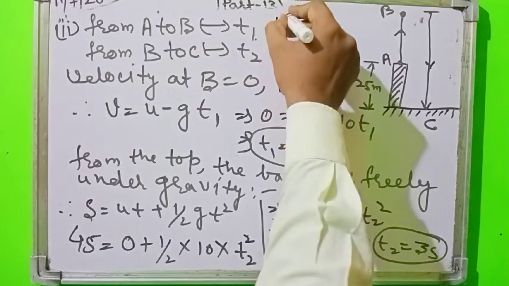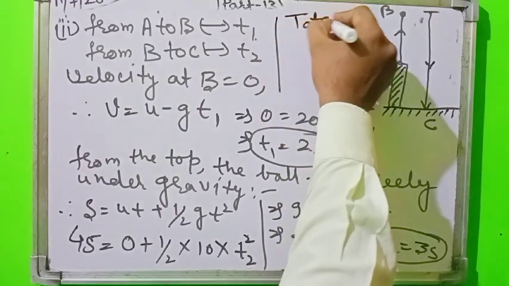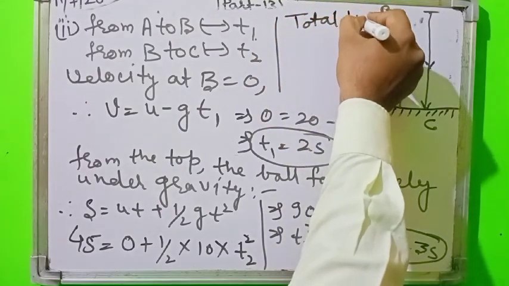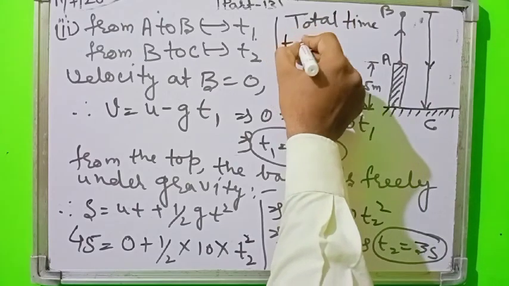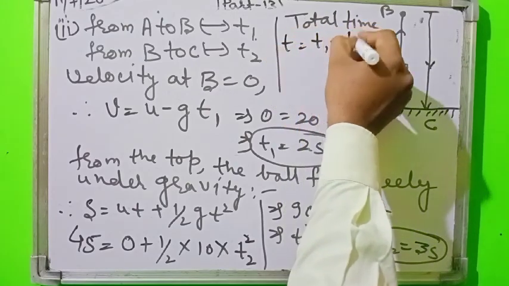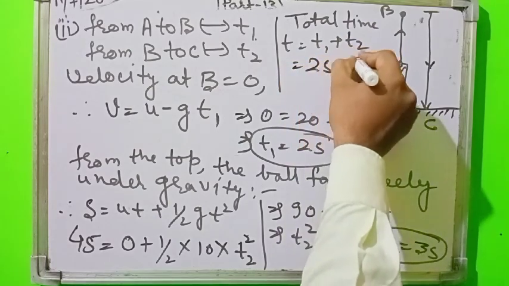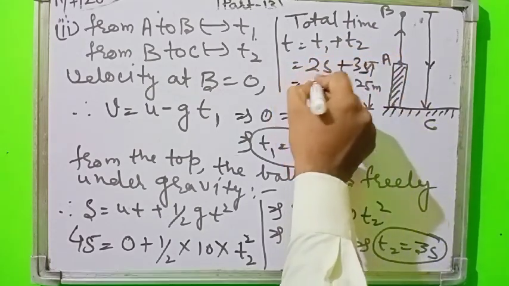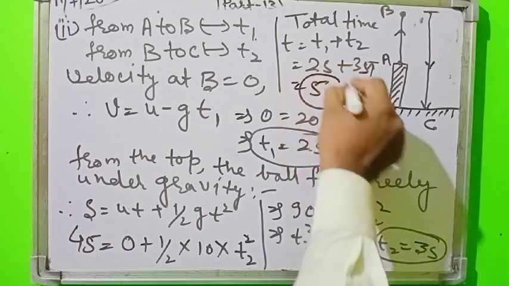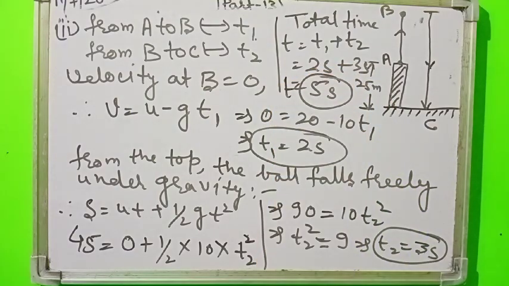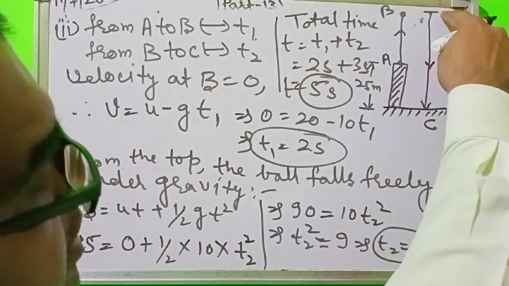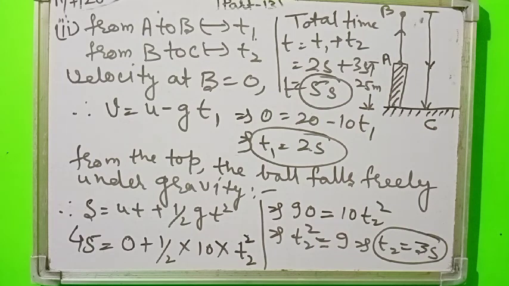So total time t is equal to t1 plus t2, 2 seconds plus 3 seconds, that is equal to 5 seconds. So total time taken by the ball to reach point C from the top point is equal to 5 seconds.